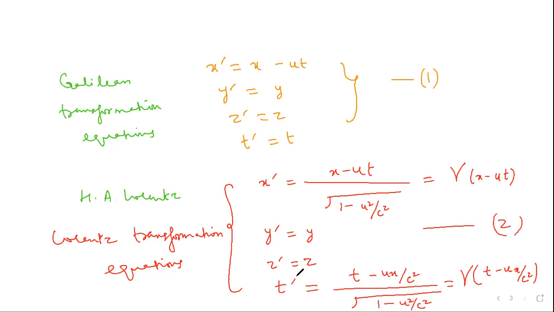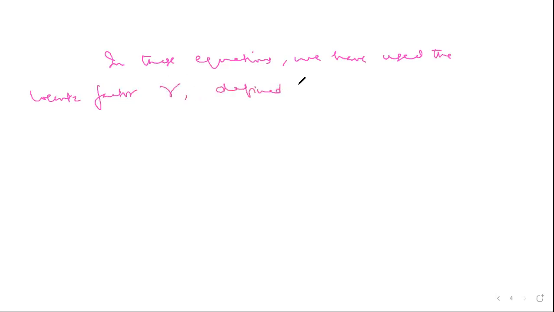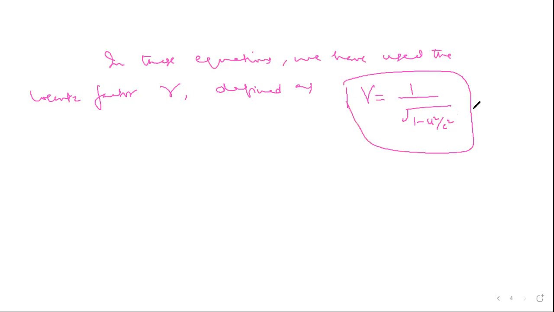right? Now in these equations, we have used the Lorentz factor gamma, defined as gamma is equal to 1 over square root of 1 minus u square by c square. We name it 3.